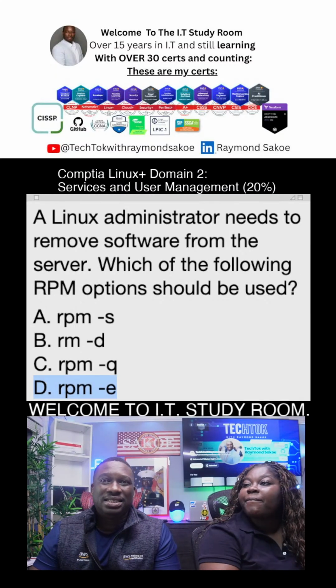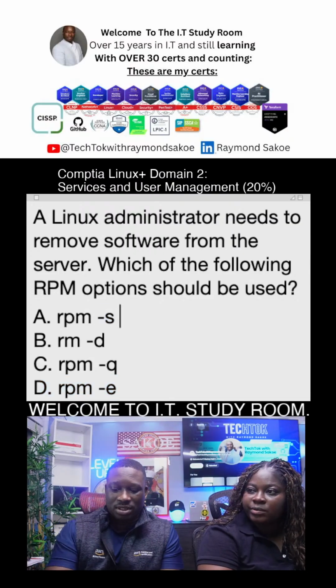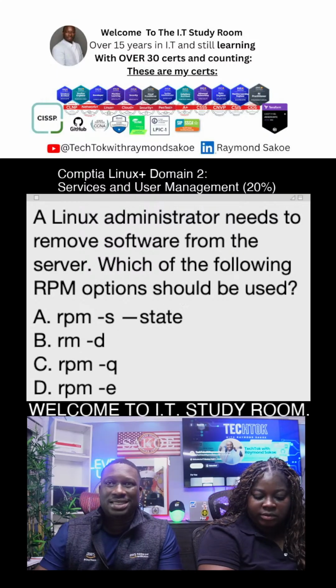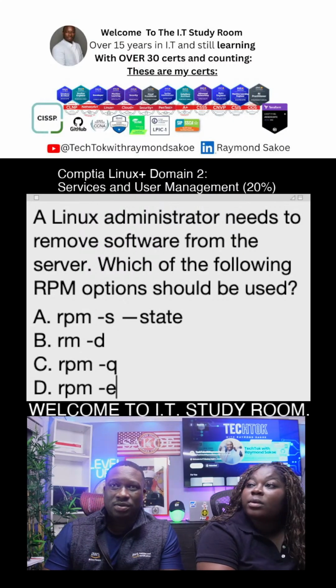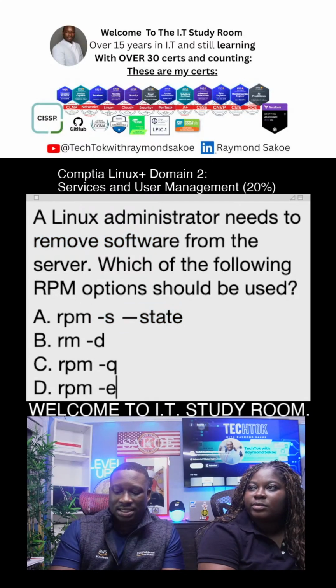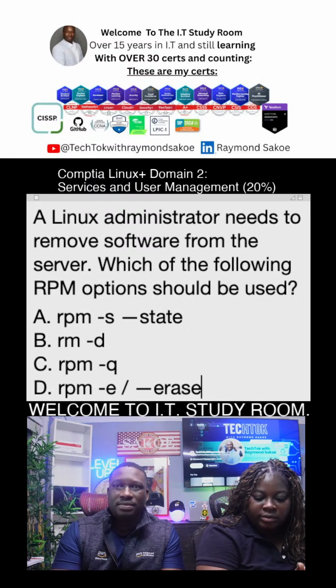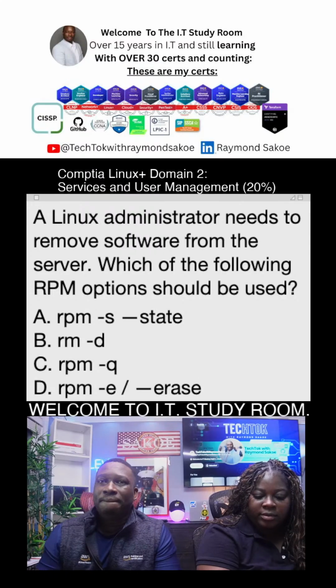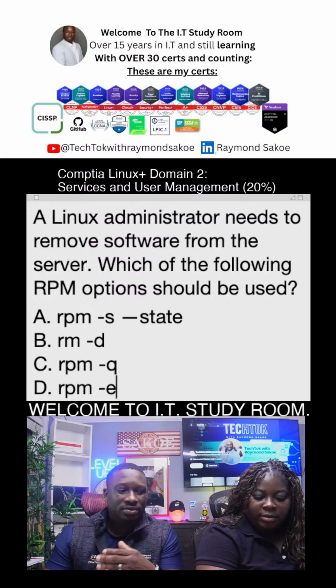Someone said A. The answer is D. Dash S is dash state, right? So it checks the state of the package, so it doesn't remove. The keyword here is remove software, and this just checks for the state. The dash E, which is the same as dash erase, is the same as remove, right? So keep that in mind. Dash E means erase the package, erase the software, erase the application.